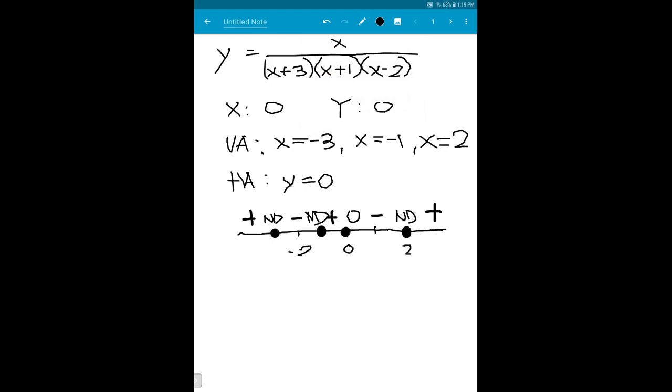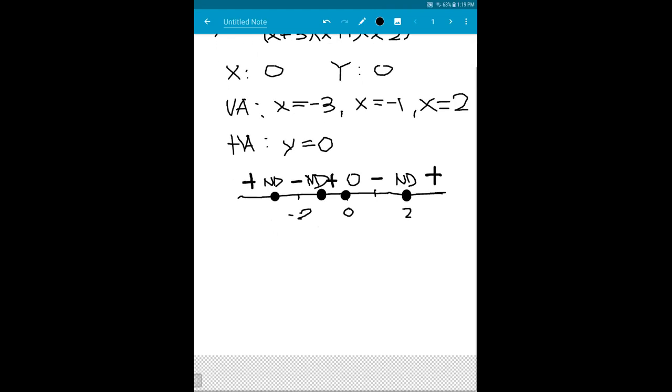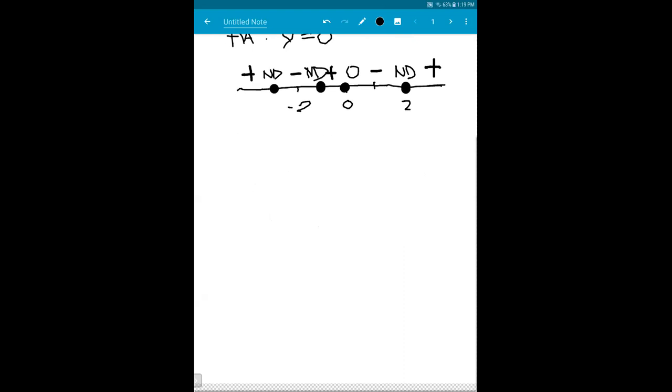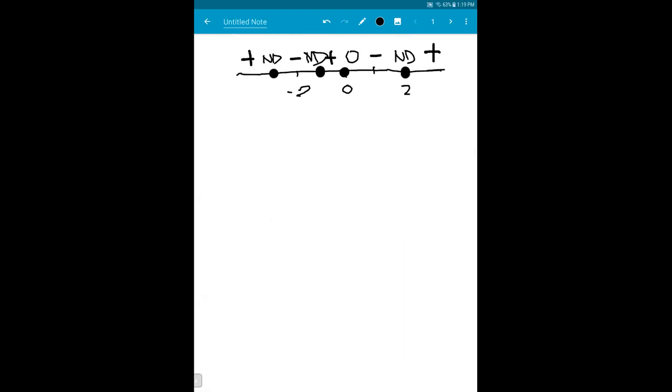So again, the sign chart will tell us if the graph is above the x-axis or below, depending on the sign of the interval. And also, it will help us know in which direction the graph is asymptotic to, whether the positive y direction or the negative y direction. So let's sketch the graph. Of course, draw your axis first.